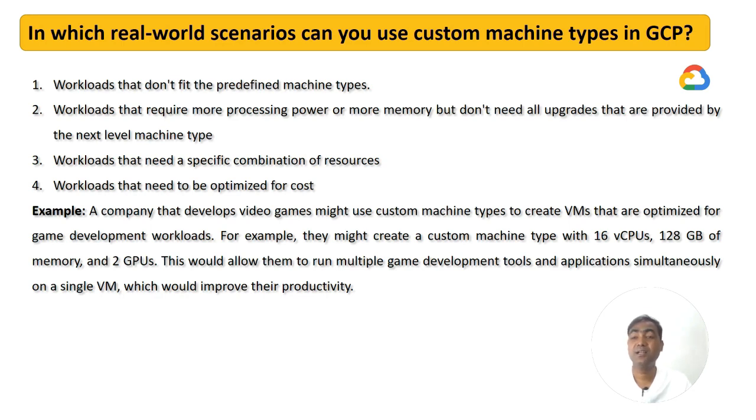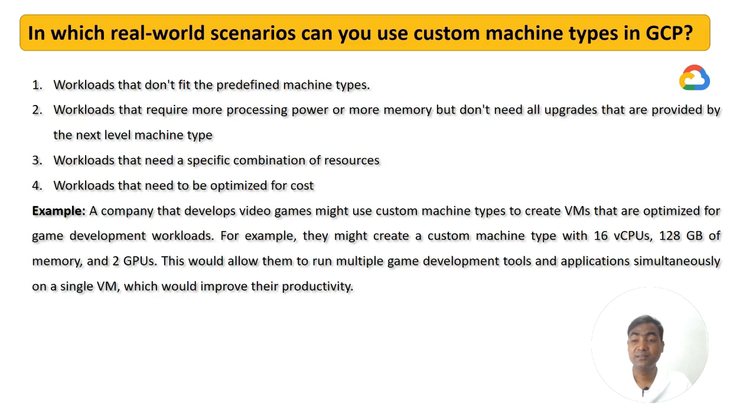A company that develops video games might use custom machine types to create a VM that is optimized for game development workloads. They might create a custom machine type with 16 vCPU, 128 GB of memory, and 2 GPU. This would allow them to run multiple game development tools and applications simultaneously on a single VM, which would improve their productivity. A company that provides a machine learning service might use custom machine types to create VMs that are optimized for machine learning workloads.